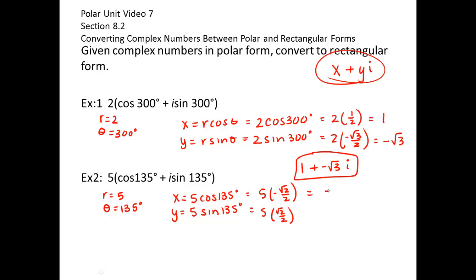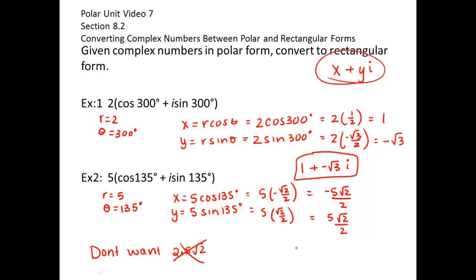So my x value is negative 5 root 2 over 2 and my y value is 5 root 2 over 2. That's simplified enough. I do not want 2.5 root 2. We do not use decimals in front of radicals, so you need to use the improper fraction or it'll be marked incorrect.